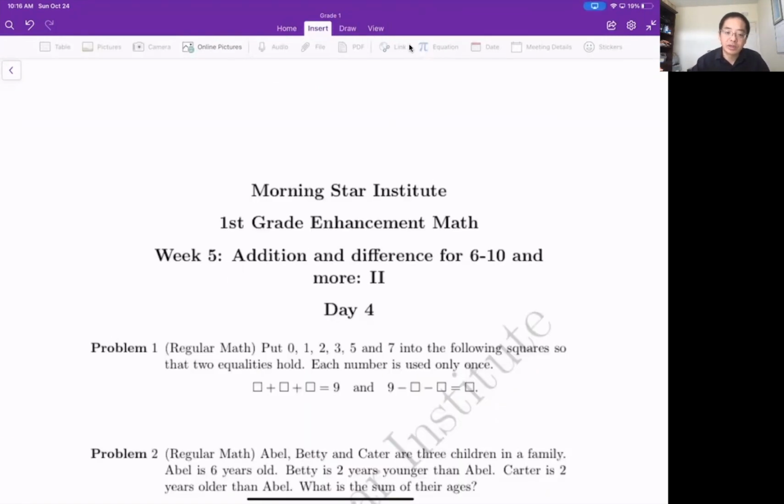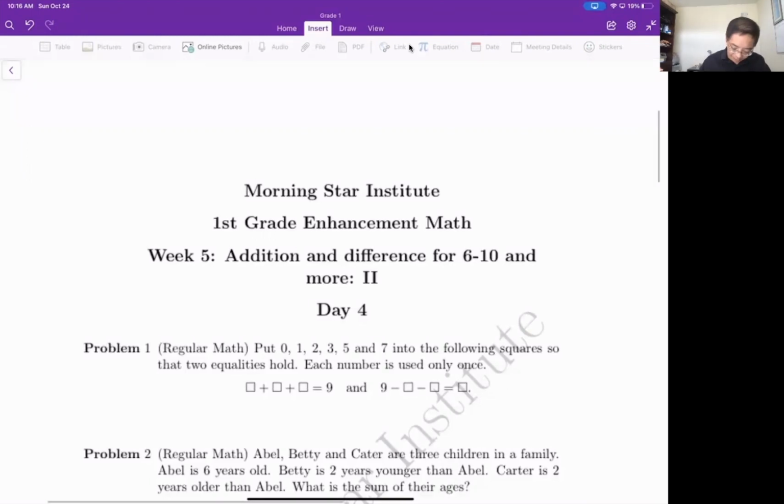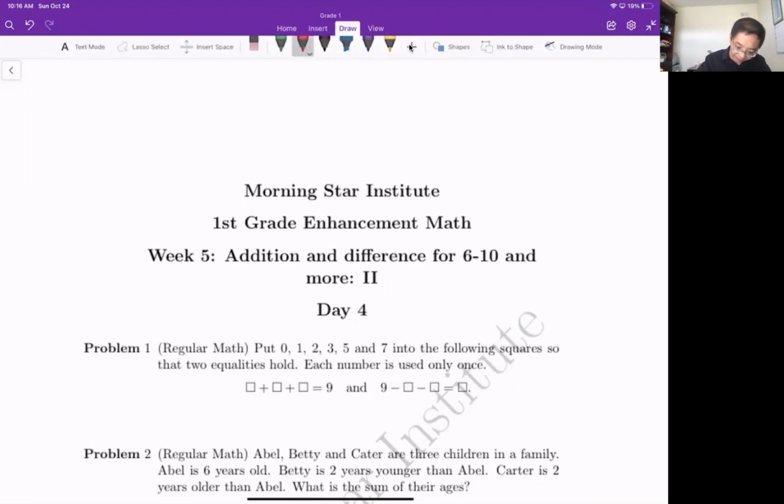Day 4, question number 1. The problem says here we have 6 numbers, right? So we want to put the 6 numbers into the following. We have 6 squares. Each number is used only once, so that both equalities hold.